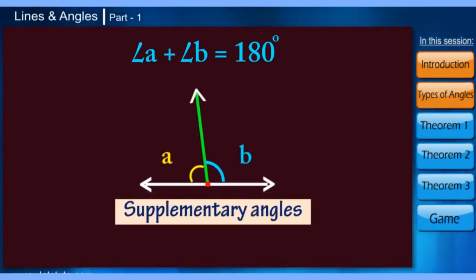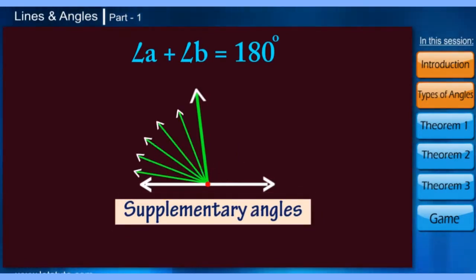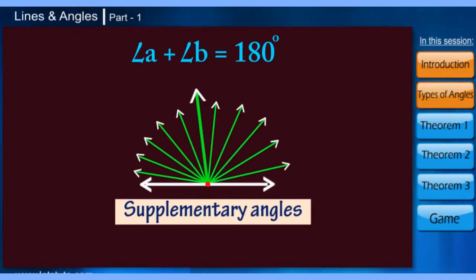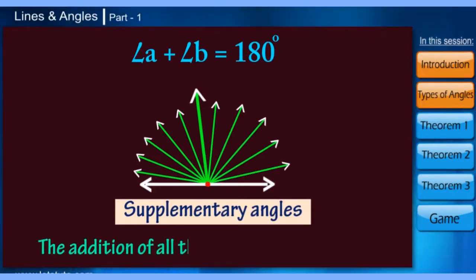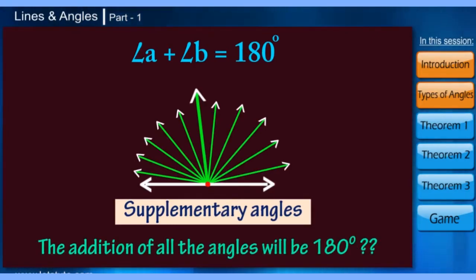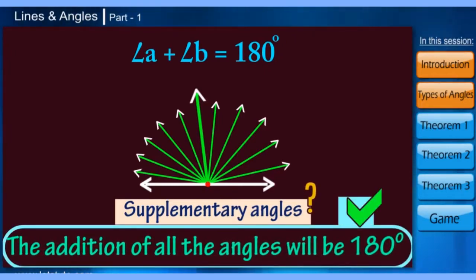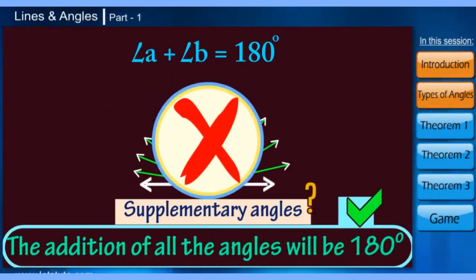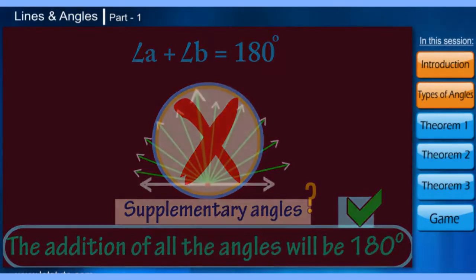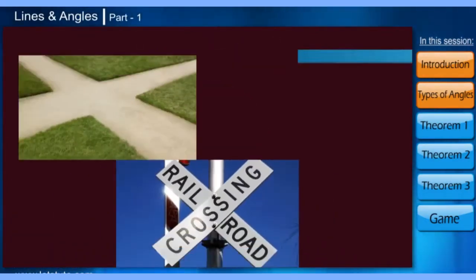What if there are various lines because of which various angles are formed? Well then, the addition of all the angles will be 180 degrees. And will we call all these angles supplementary angles? The addition of all the angles will be 180 degrees, but all of these angles together, we will not call them supplementary angles. Let's see a few of these day-to-day images.